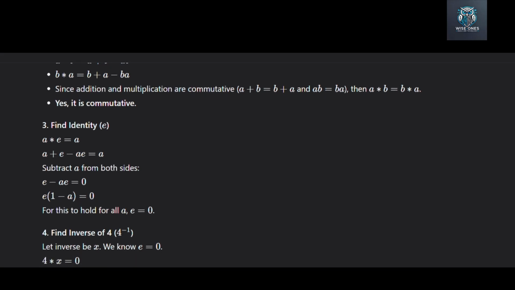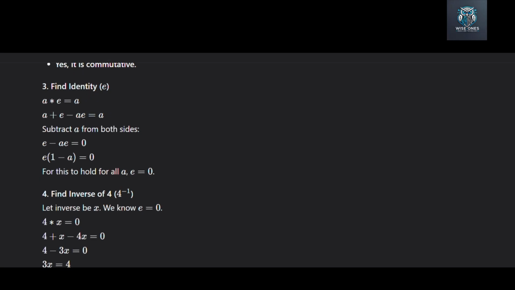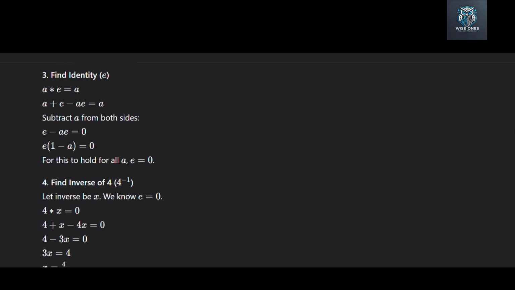Part 3. Find identity, letter E. Set A star E equals A. A plus E minus A times E equals A. Subtract A from both sides. Minus A times E equals 0. Factor out E.